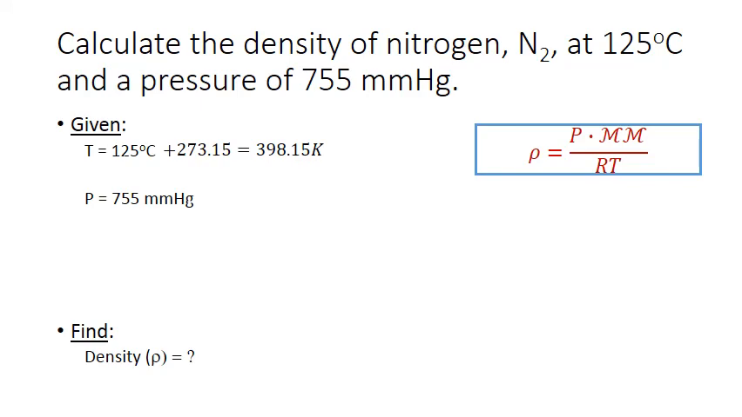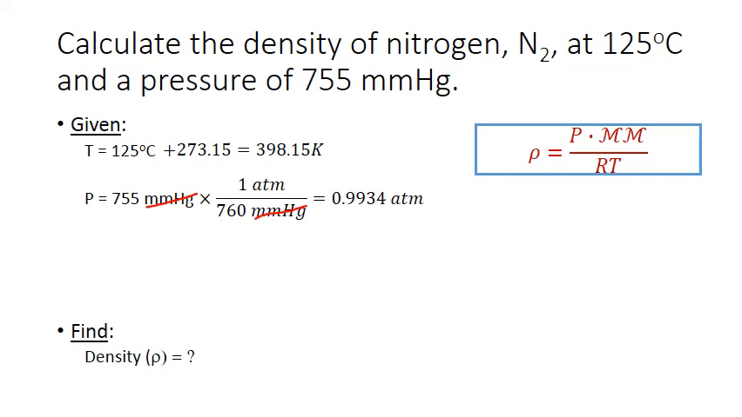And pressure is always in units of atmospheres for the ideal gas law. So we need to convert by using the conversion factor for atmospheres to millimeters of mercury. 1 atmosphere equals 760 millimeters of mercury. We divide by 760 so that the millimeters of mercury cancel out, and we get 0.9934 atm. I'm carrying more significant figures than I need until the very end.